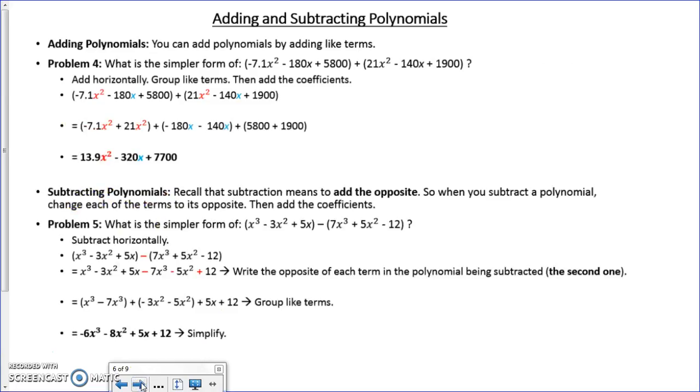Adding and subtracting polynomials. Now this is a little different than adding and subtracting monomials, so this can seem a little confusing at first, but we will do some examples at the end. Adding polynomials. You can add polynomials by adding like terms.